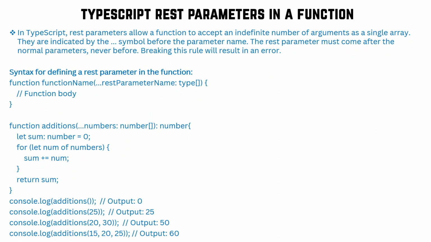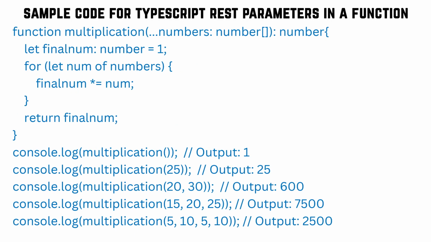Then we can have TypeScript rest parameters, where we can create generic functions that accept 0 to n number of parameters, and based on the function body and the parameter values you pass, your function will work. So that is the way you can use rest parameters in a function. In TypeScript, a rest parameter allows a function to accept an indefinite number of arguments as a single array. They are indicated by the triple dot symbol before the parameter name.